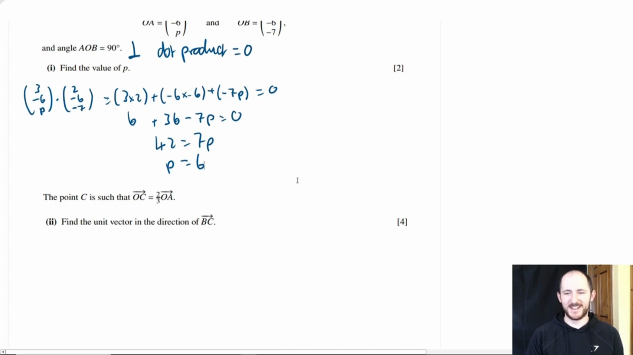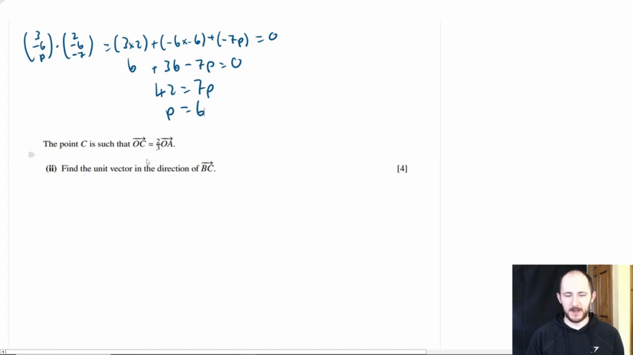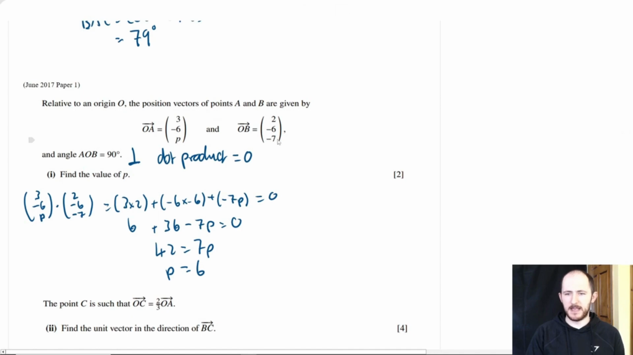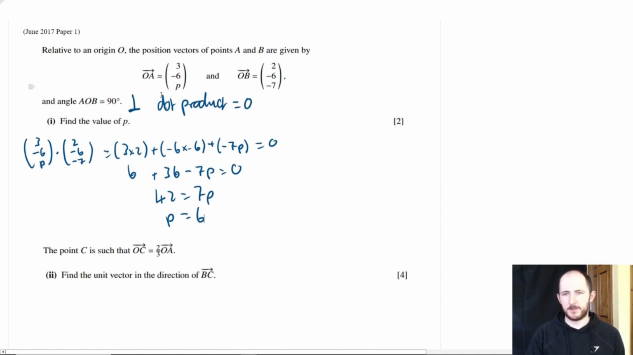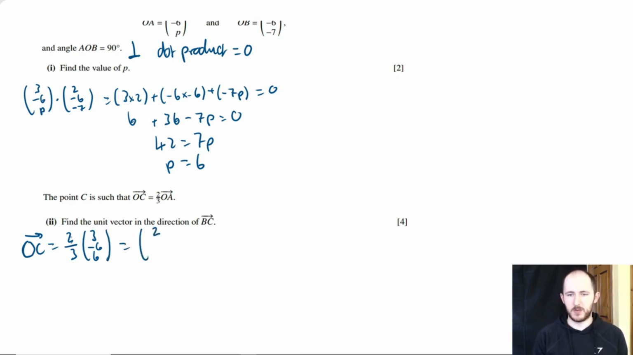Not bad, right? Okay. Point C is such that OC is equal to 2/3 of OA. Interesting. And we need to find the unit vector in the direction of BC. So we have B. We need to work out C, but that is not actually that difficult. In fact, that's not difficult at all. OC is just equal to 2/3 of A. And A is (3, minus 6, 6). So if I take 2/3 of all those numbers, that is 2 and minus 4 and plus 4.